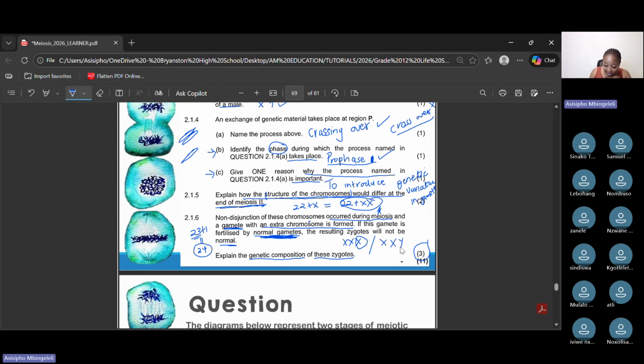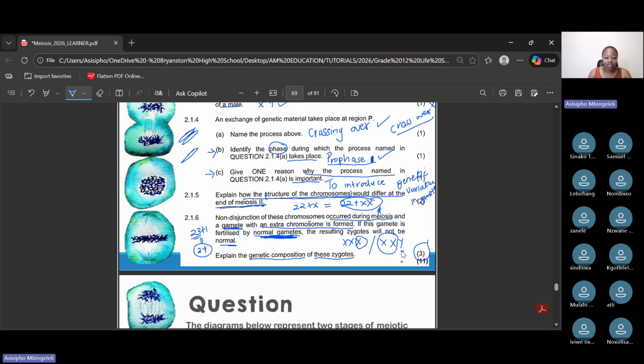This is the 2 X's that were not separated, and this one is from the male. And this also were the 2 X chromosomes that were not separated, and this one is from the male. So what do I have in the memo? The abnormal gamete will have 2 X chromosomes, XX.